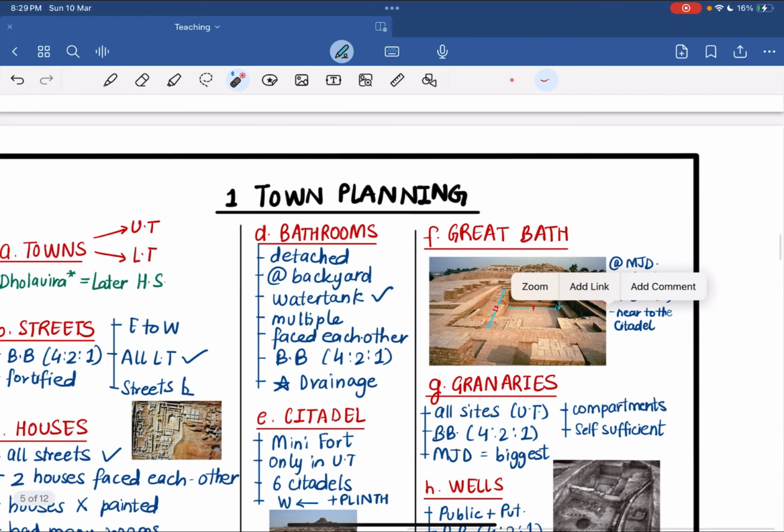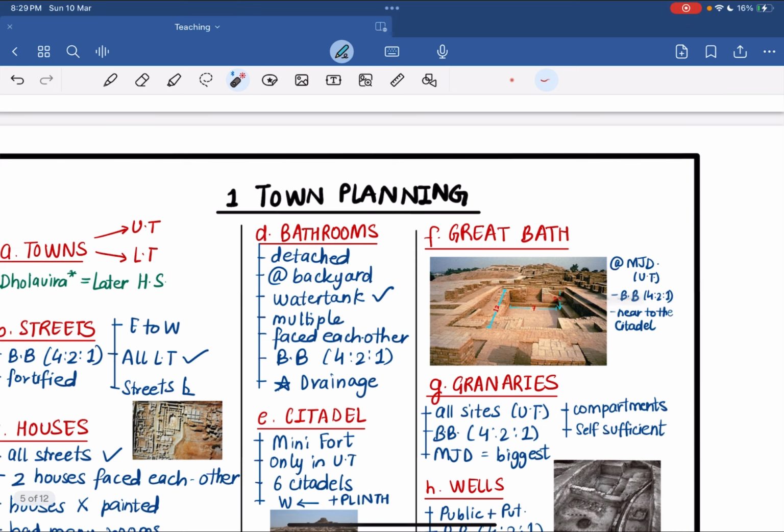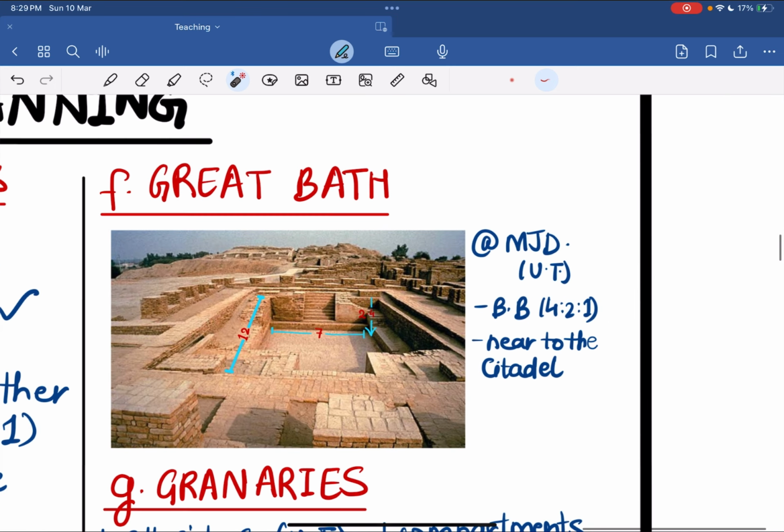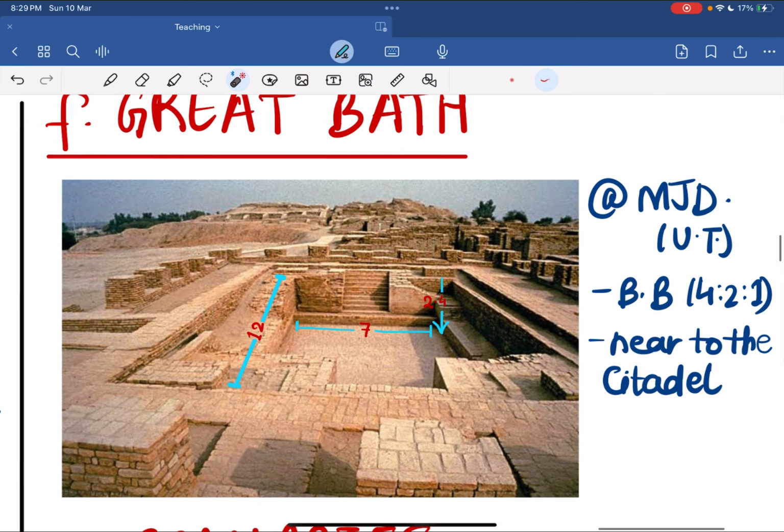Now let's come to Great Bath. Okay, after the drainage system or even before the drainage system, you can say the drainage system as well as the Great Bath are 2 very promising features of the town planning. So let's look into the picture. Great Bath. It is a rectangular tank. You can call it to be a bath tank or a pool. It's 12 meters in length, 7 meters wide, and 2.4 meters deep.